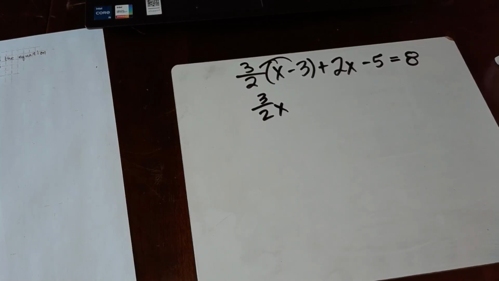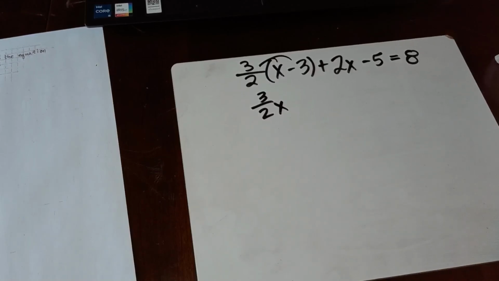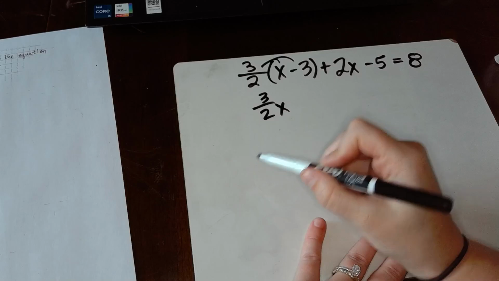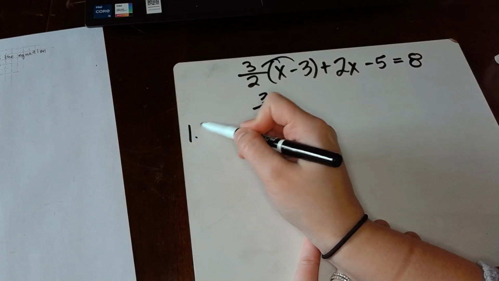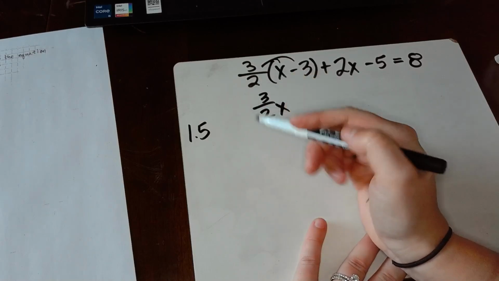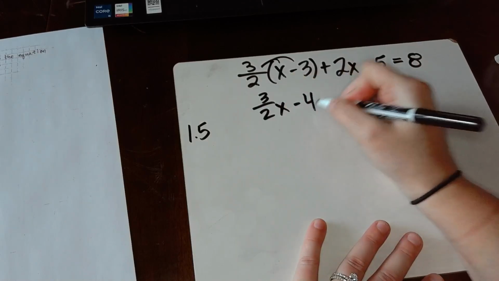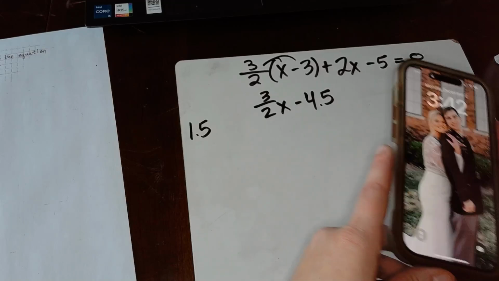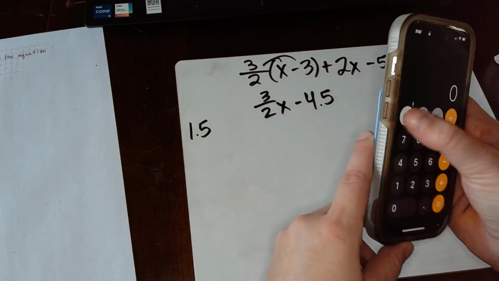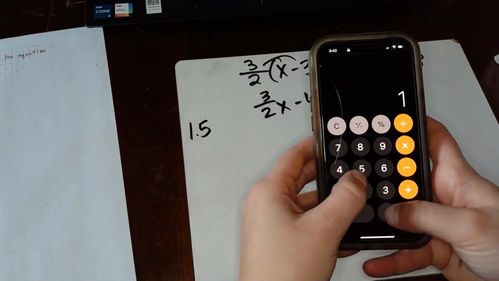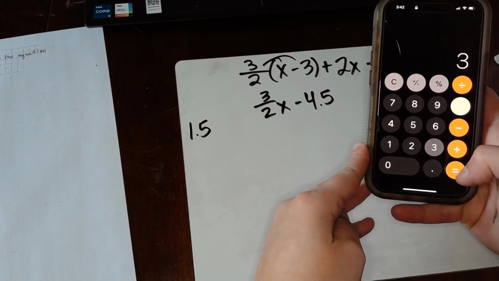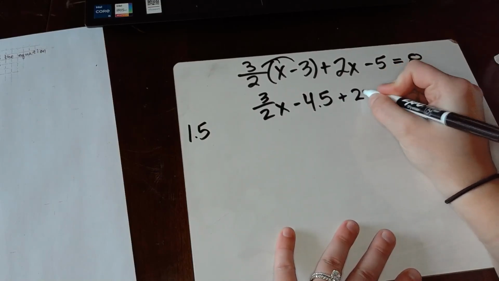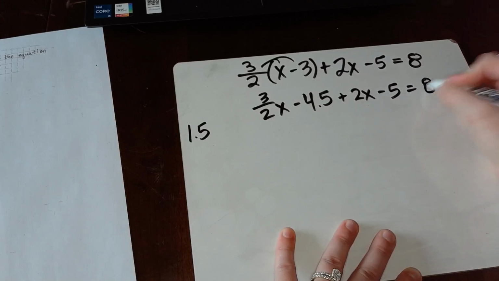Okay, so you need to do 3/2 times negative 3. We already know that 3/2 is the same as 1.5. So 1.5 times negative 3 is going to get you negative 4.5. If you were to plug that into a calculator in decimal form, 3/2, which is 1.5, times 3 gets you 4.5, but it's a negative. Plus 2x and a negative 5 equals 8.